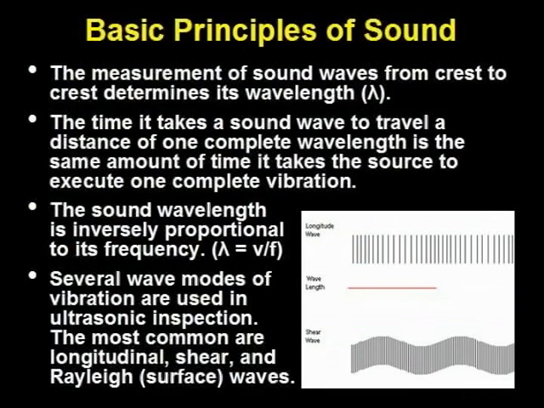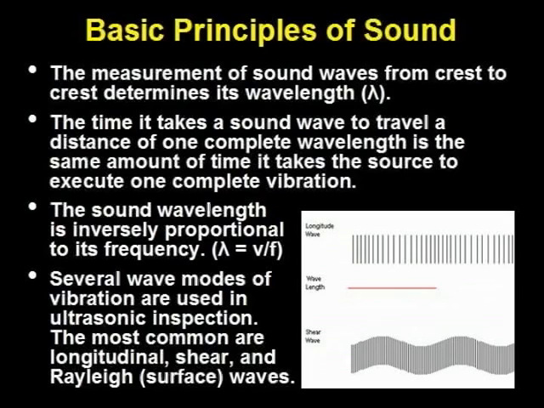Sound waves travel in a material. Imagine for a moment that the sound wave is frozen in time. The distance between 2 points of the same phase on the wave is the wavelength of the sound in the material. For example, the distance may be measured from crest to crest or from trough to trough. The time it takes a sound wave to travel a distance of 1 complete wavelength is the same amount of time it takes the source to execute 1 complete vibration.